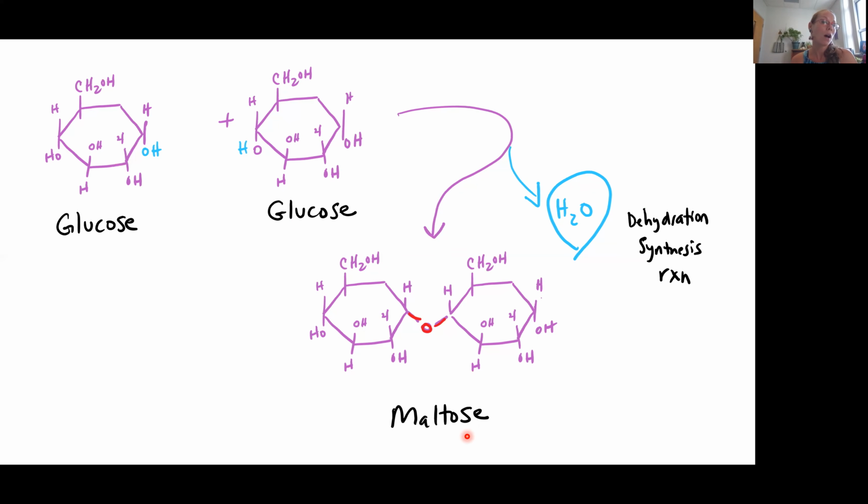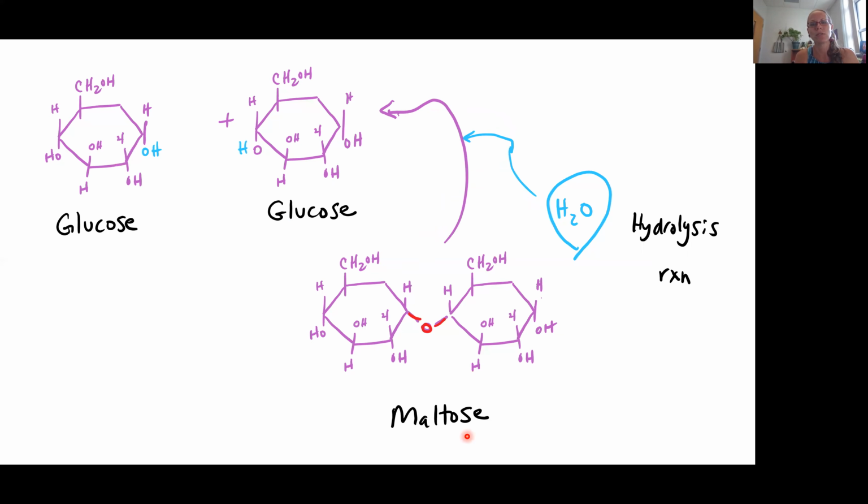So if you are having a malt drink, then your body is going to do the opposite reaction. So I've just reversed my arrows. And now we're looking at one of those hydrolysis reactions. So when we eat maltose, then our digestive tract is going to use a water molecule, split it or lyse it to reconstitute our individual monosaccharide glucose molecules. So now we have glucose for our cells to use to make energy.